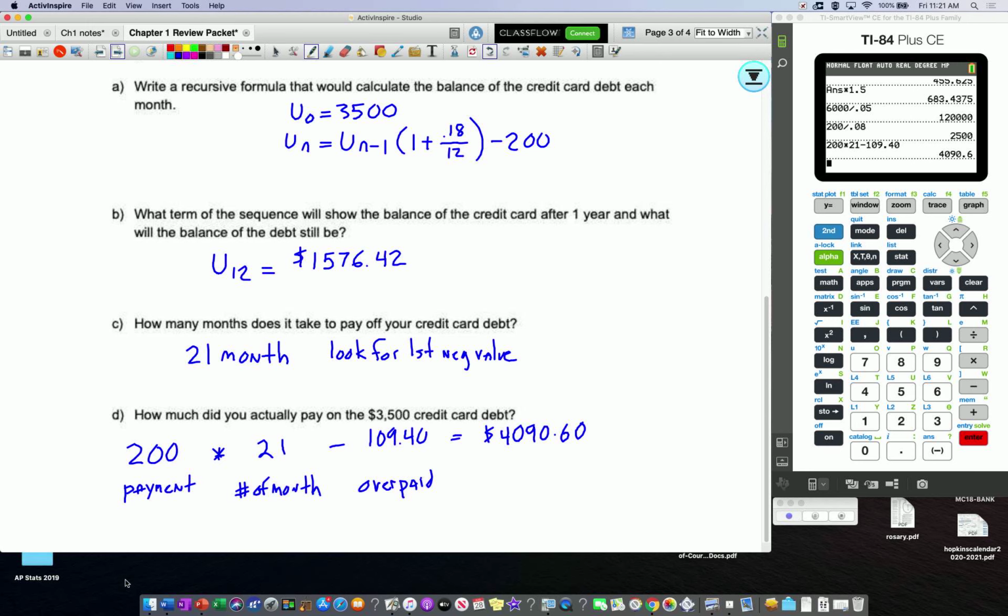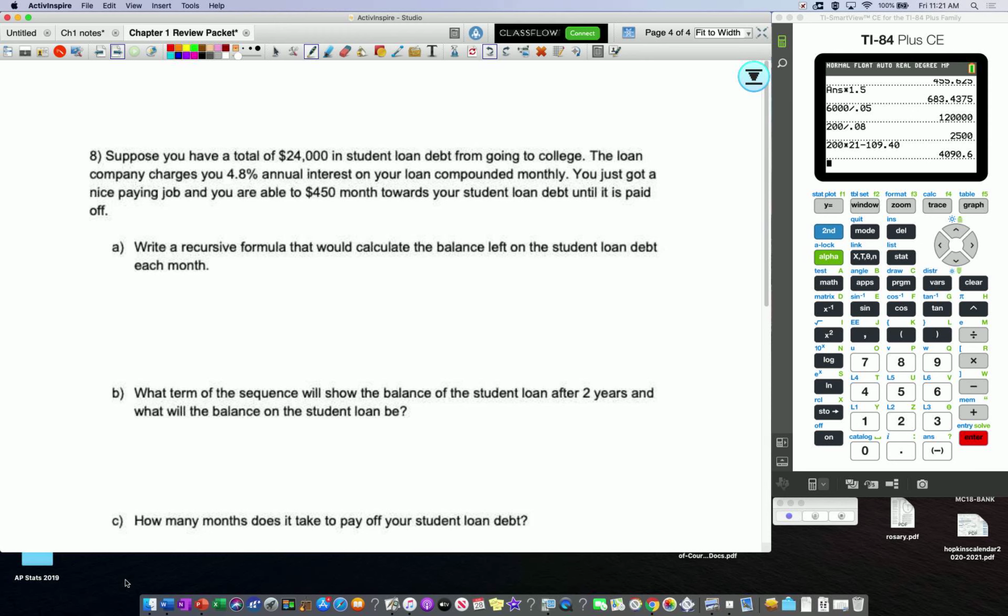All right, last page here, number 8. Ooh, we get to talk about student loans here. I think this might be our last problem. So, yeah, many of you are going to go to school and you might be taking out some loans to go to college, okay? So here it says, suppose you have a total of $24,000 in student loan debt from going to college. Loan company charges you 4.8 annual interest on your loan compounded monthly. You just got a nice paying job and you're able to pay $450 a month towards your student loan debt until it's paid off. So it says, write a recursive formula that would calculate out the balance.